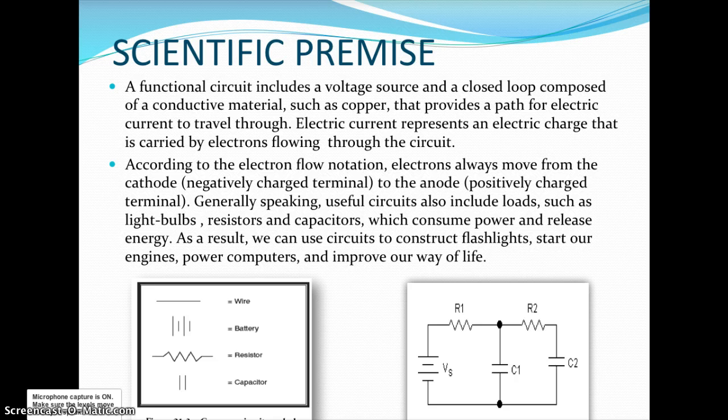positively charged terminal. Generally speaking, useful circuits also include loads, such as light bulbs, resistors, and capacitors, which consume power and release energy. As a result, we can use circuits to construct flashlights, start our engines, power computers, and improve our way of life. The image at the bottom right represents a circuit with 2 resistors, 2 capacitors, and a voltage source on the left.